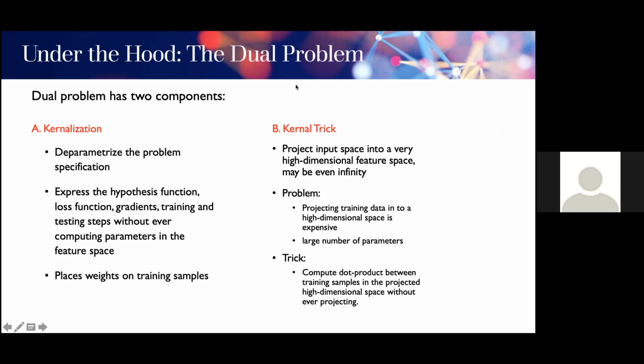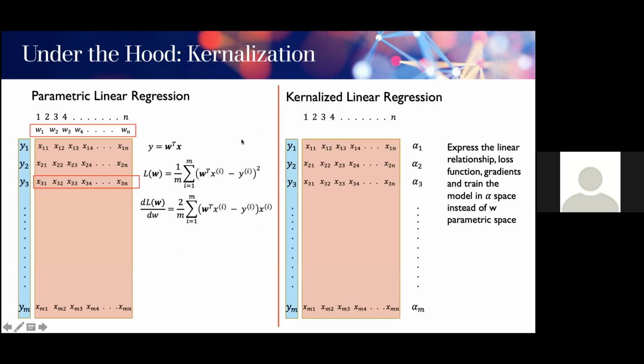The point is, to be able to construct a dual problem for the primal objective function for support vector machines, you need two things: kernelization and the kernel trick. Kernelization is basically that any machine learning algorithm, especially the linear algorithms, can be kernelized. You can kernelize a linear regression, you can kernelize logistic regression, you can kernelize a KNN too.